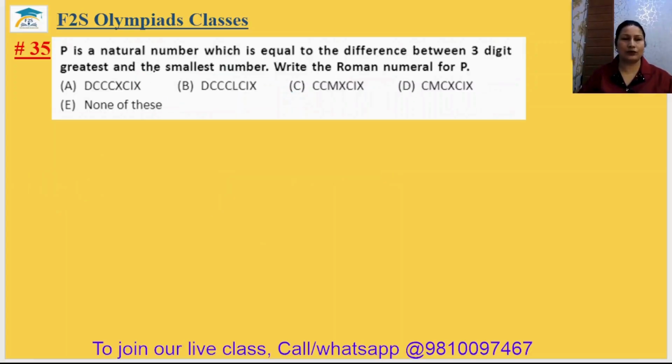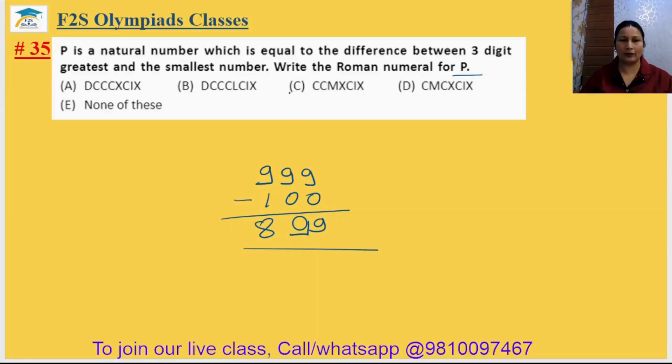Come to 35th. P is a natural number which is equal to the difference between the three-digit greatest and smallest number. Write the Roman numeral for P. So what is P? It is the difference between the three-digit greatest number, that is your 999, and the three-digit smallest number. Subtract it. It will be your 899. Write the Roman numeral for P.